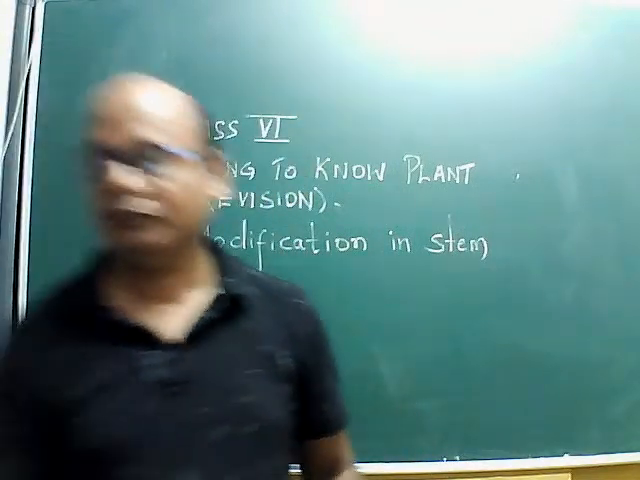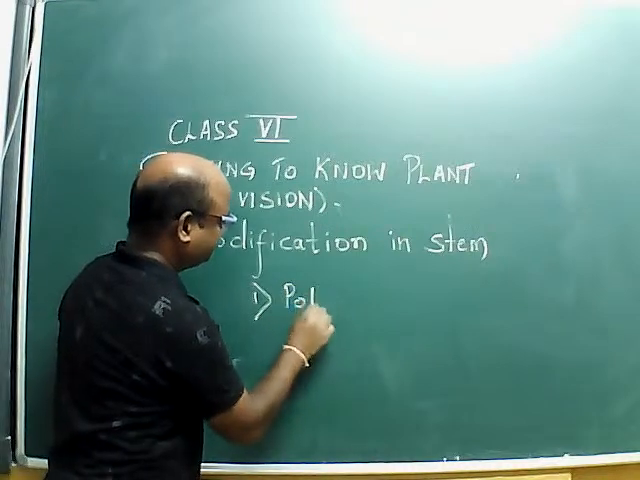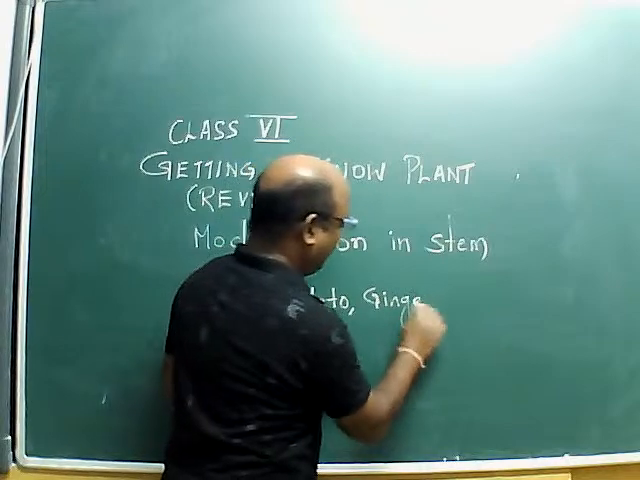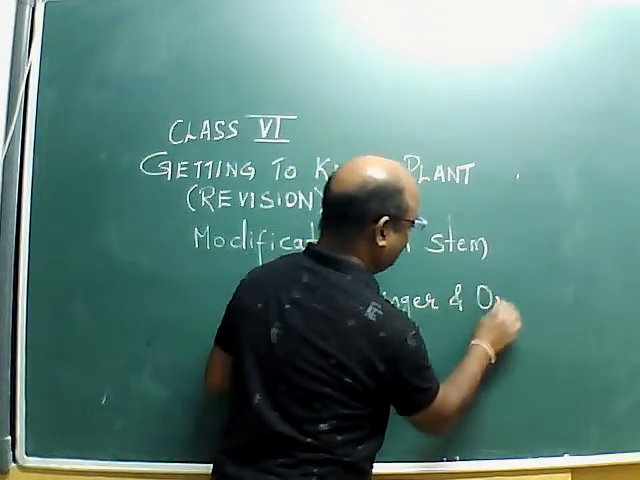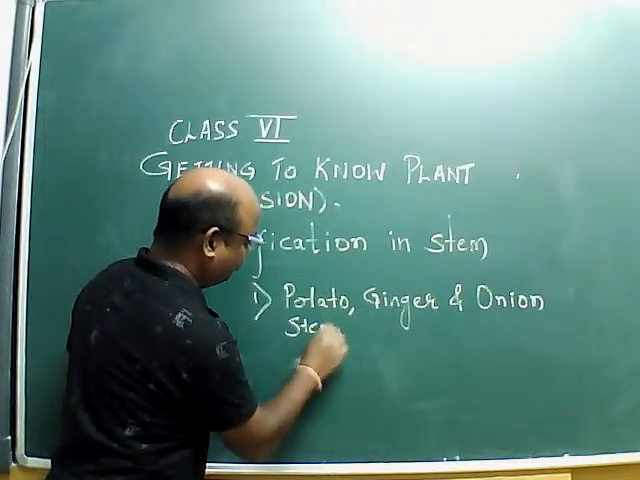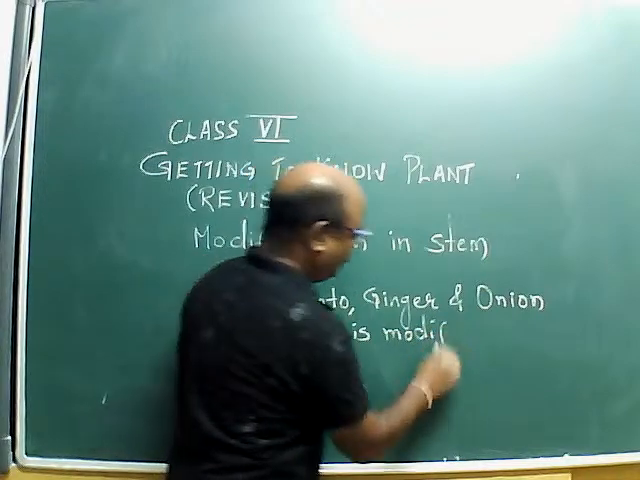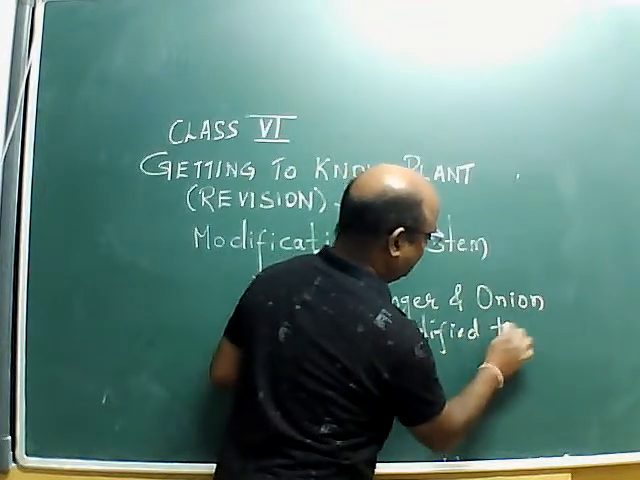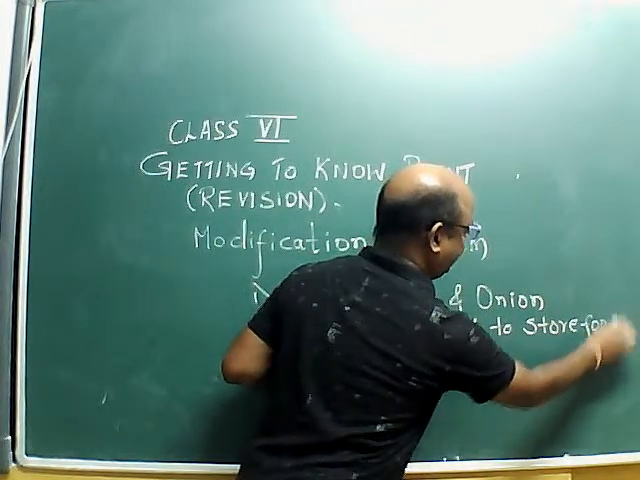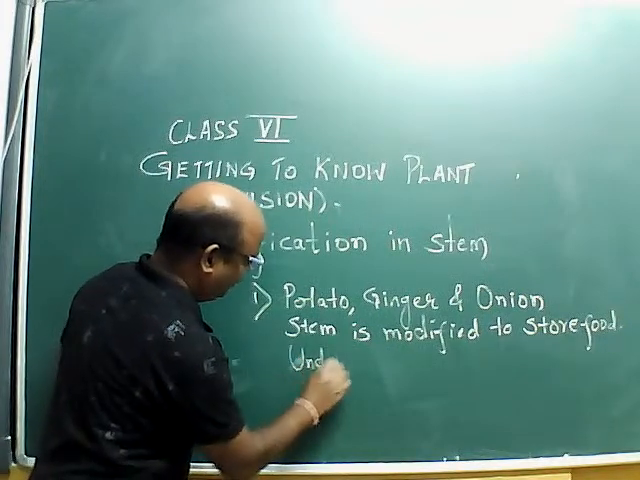So we will find in potato, ginger, and onion, the stem is modified to store food. What kind of stem is this? Underground stem. It is below the ground.